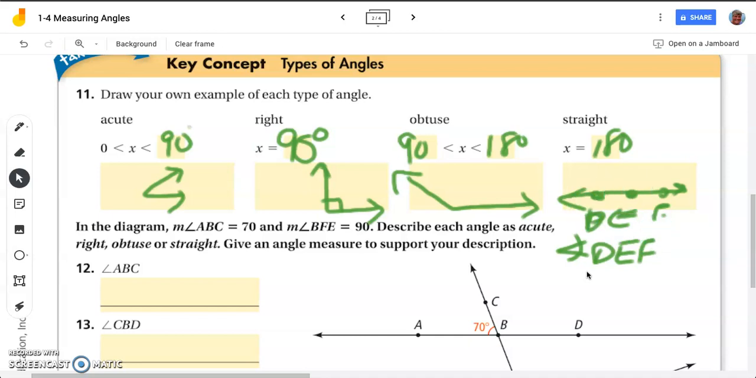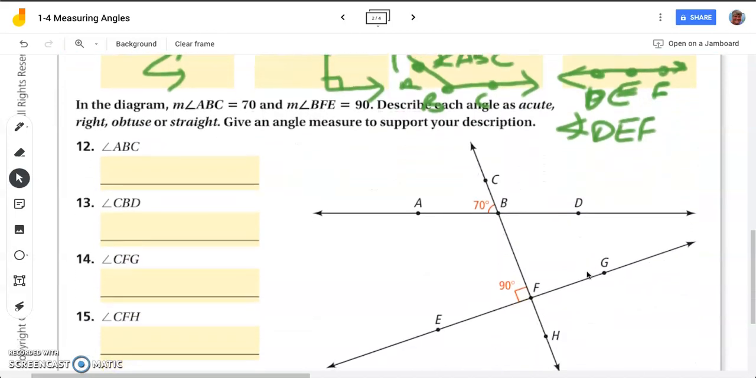Not my best drawing ever. Okay, so that's a straight angle, 180 degrees. Just like you would name this one ABC, for example, you would still name your straight angle the same way. It's just 180 degrees. Okay, so now this is asking me to tell you what everything is.